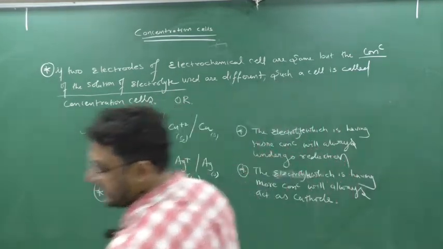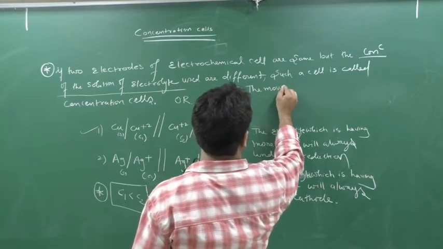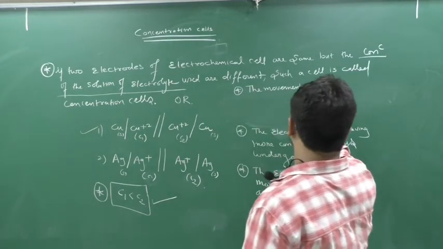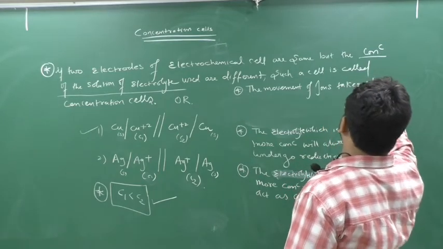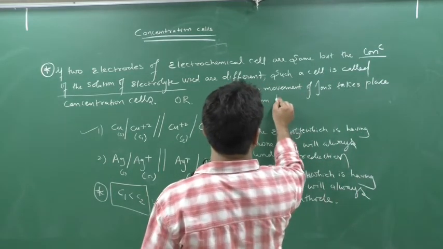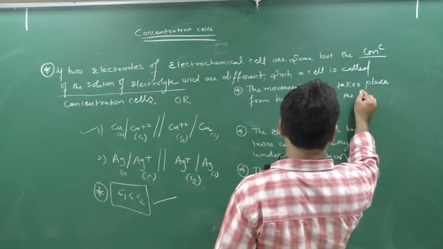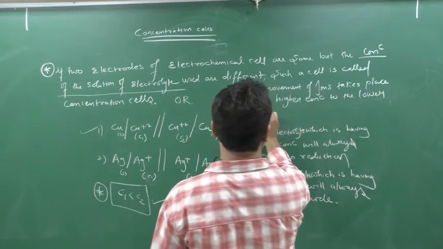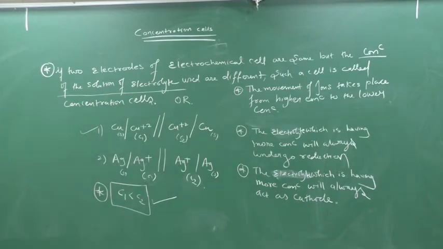Next point here, that the movement of ions takes place from higher concentration to the lower concentration. This is also one important point. The movement of ions will take place from where to where? The movement of ions will take place from higher concentration to the lower concentration.